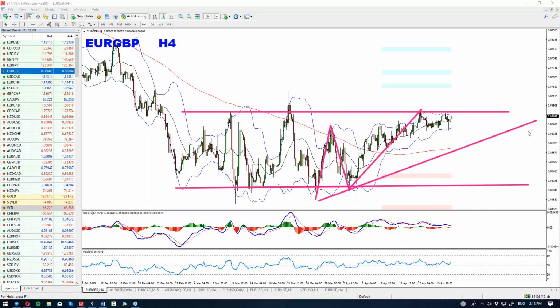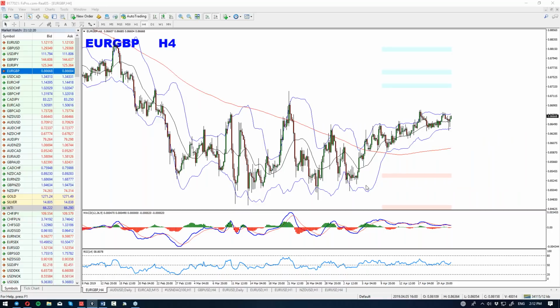So once we break below that, we can go and talk about sell the rallies again. Sorry, sell the rallies. Okay, so this is our plan. We do need to break below the trend.